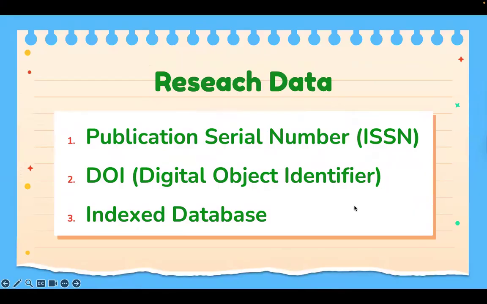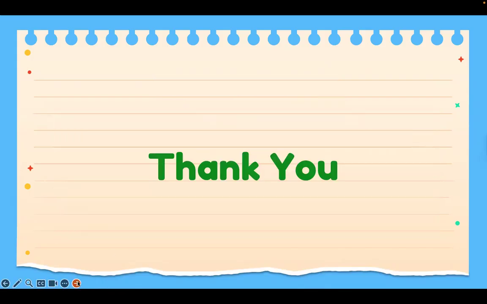So we have seen how to search the publication serial number, how to find out the DOI, and how to find out whether the journal is indexed in Scopus or Web of Science. I hope this brief recording will help you to maintain your researcher credentials. Thank you very much.